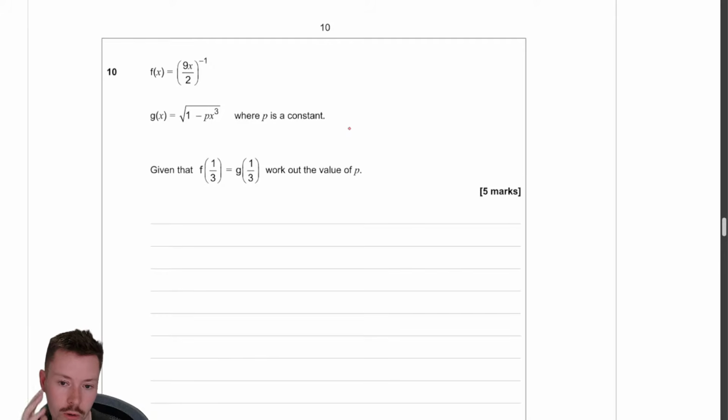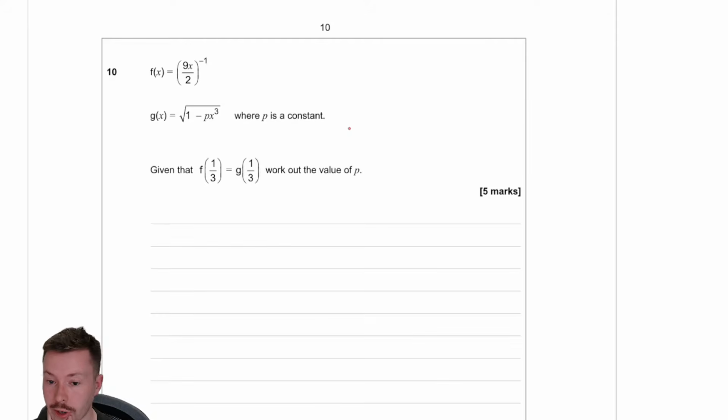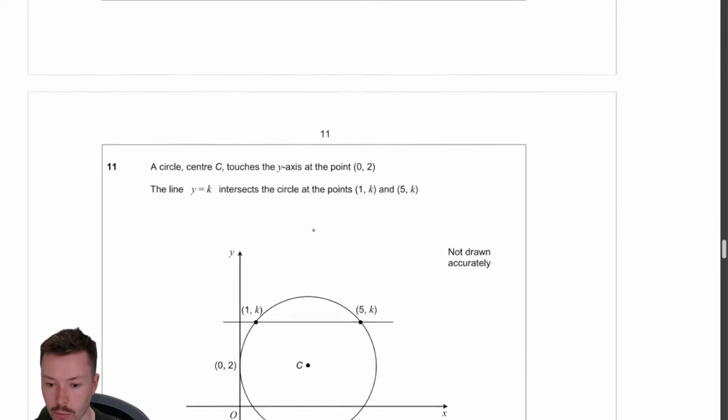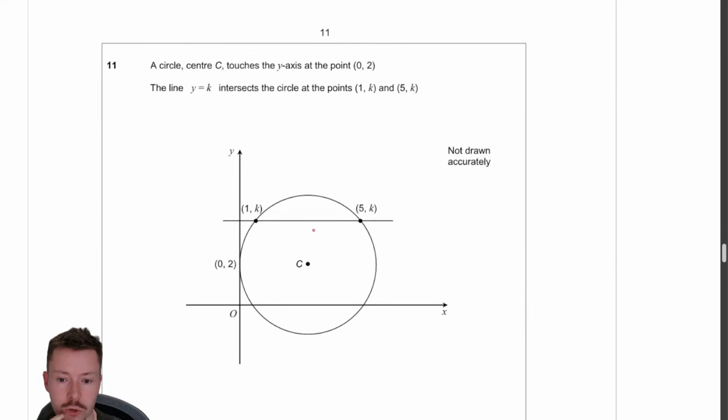Okay, next one, got some function stuff, which is quite nice, but with fractions. I'm not going to do all these questions, I don't have time, I do have to get off in 5 minutes, but just interesting to have a look at. Line y equals k intersects the circle at the points 1, k and 5, k.